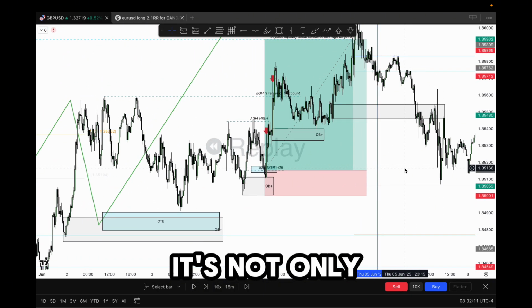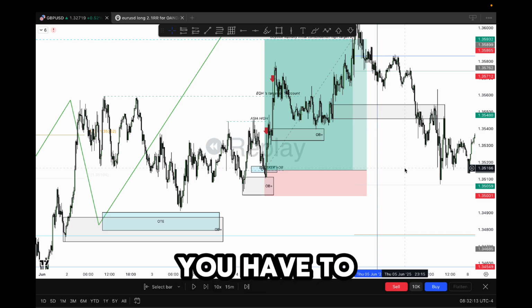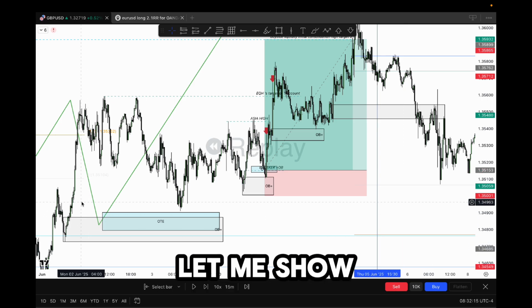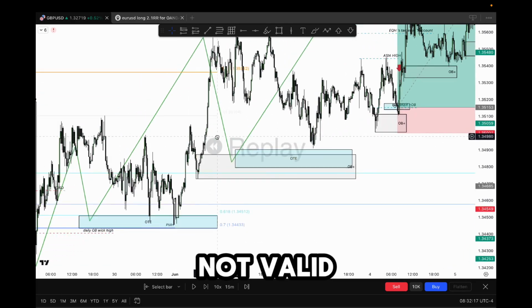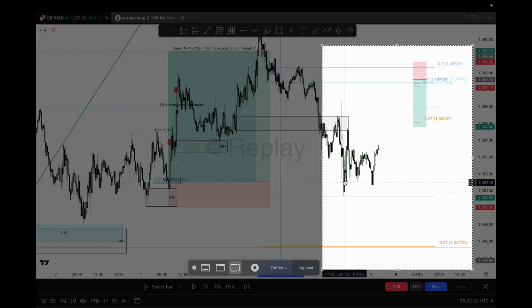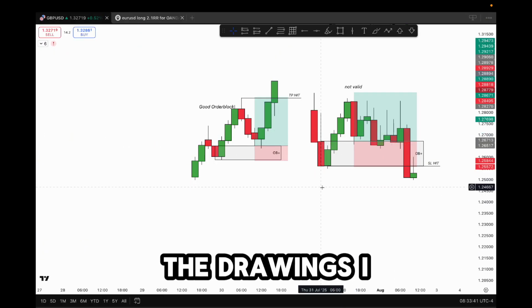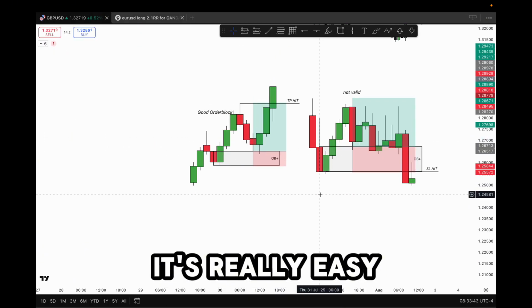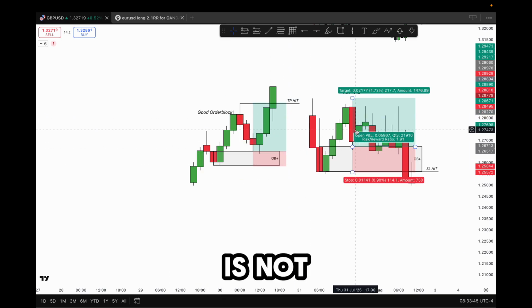It's not only whether the order block is valid or not. You also have to see where you're at in the market. Let me show you also a not valid order block. Not valid in the drawings I made. It's really easy to see why this one is valid and why this one is not.